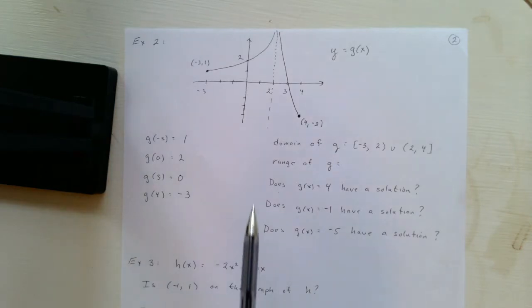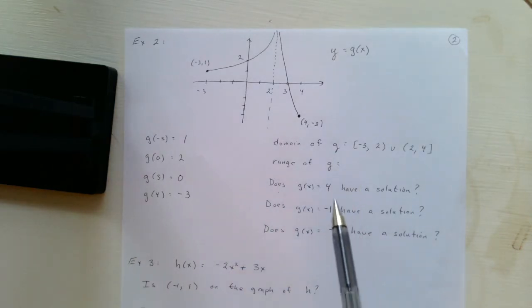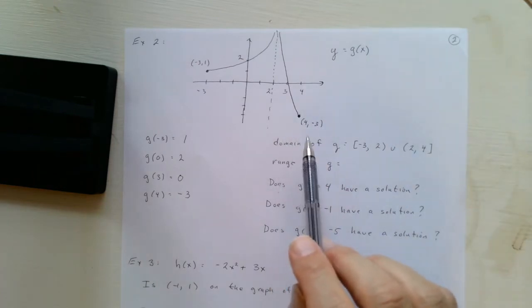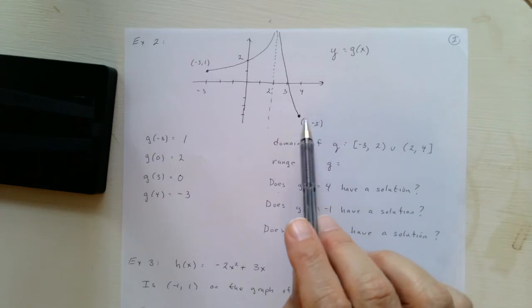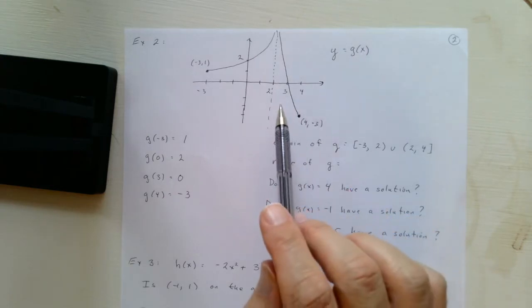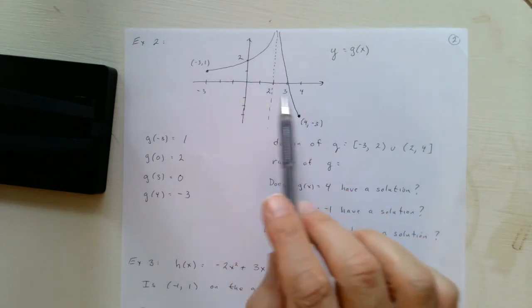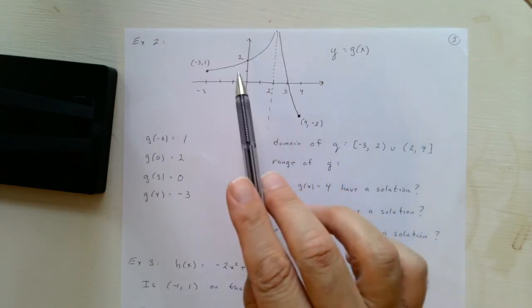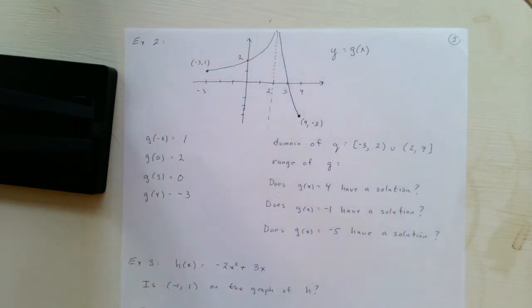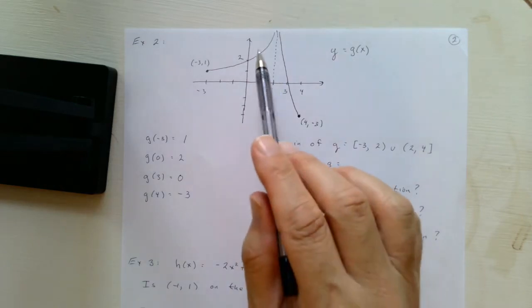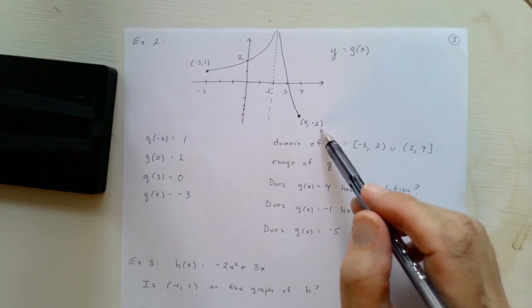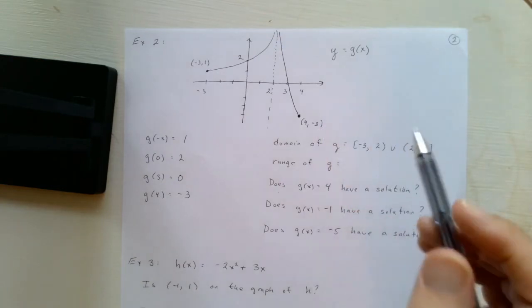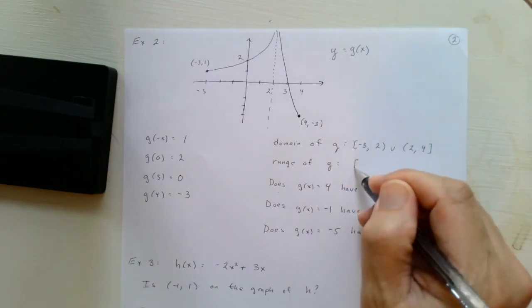The range corresponds to the y values. Okay. We can see that the lowest point on this graph is at this point where y is -3. And we can see that if we take any horizontal line above -3, it will cross the graph at least once, right? And a couple times it will be twice. Okay, but so basically the y values are all values greater than or equal to -3, which we can denote by this.